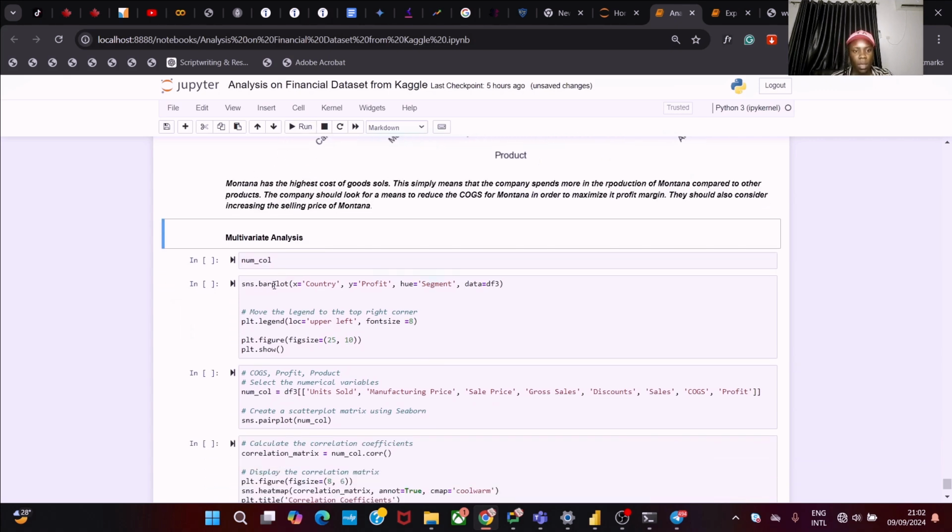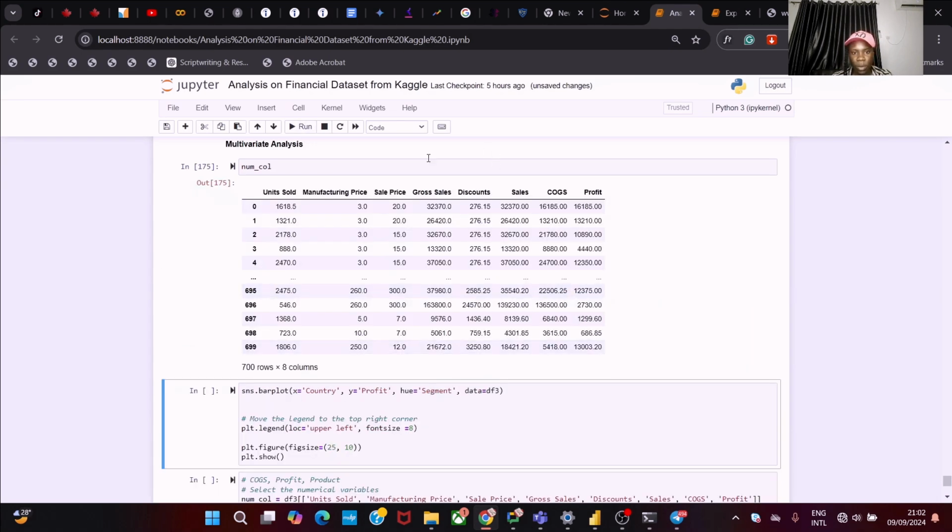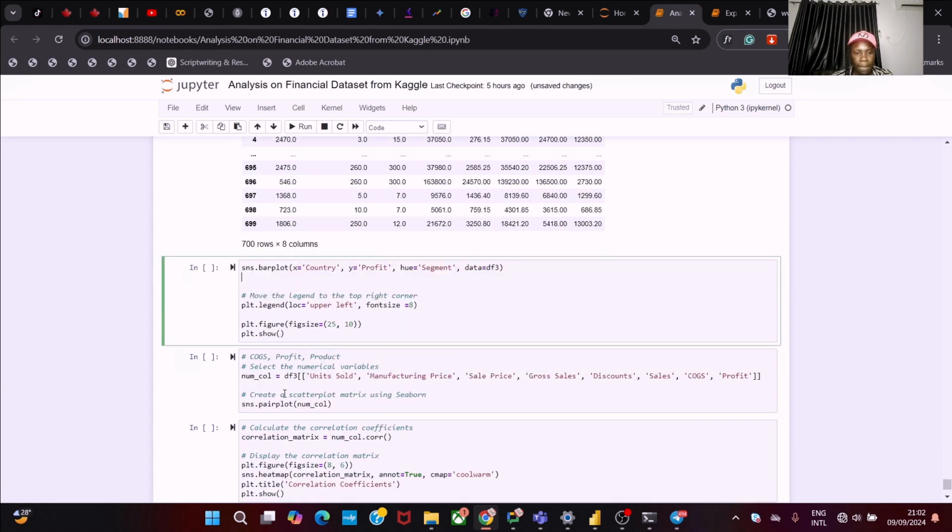All right, now we have gotten to the multivariate analysis. When we are talking about the multivariate analysis, we are trying to analyze more than two columns. It could be four columns, it could be three columns. We do this to get insights and recognize trends, and also give the business advice on how they can increase their profits and reduce their cost of production. Firstly, let's go ahead and see our numerical columns. So let's go ahead and run this.